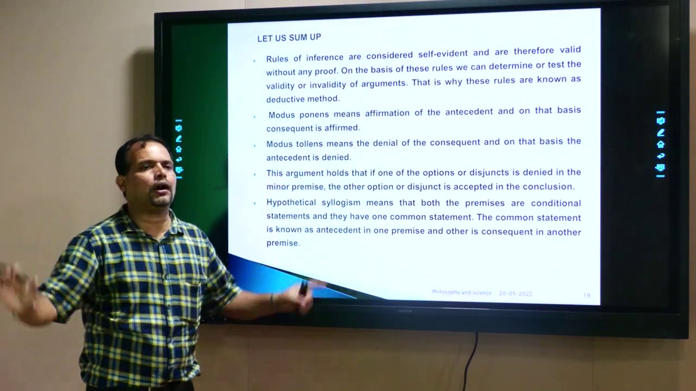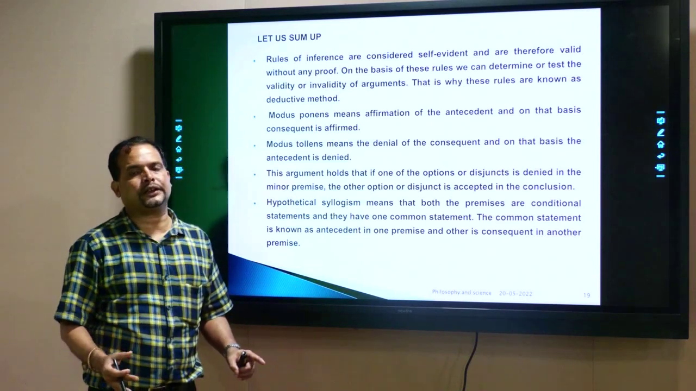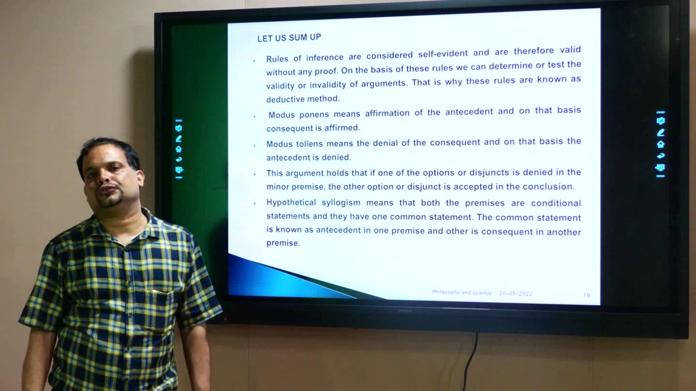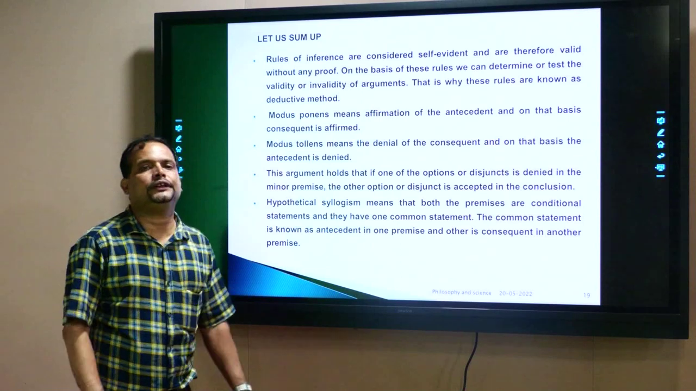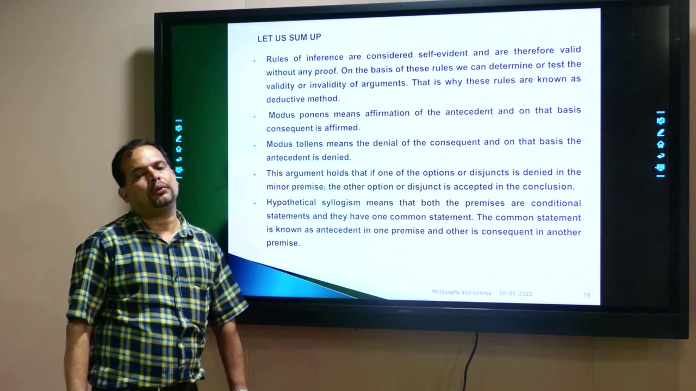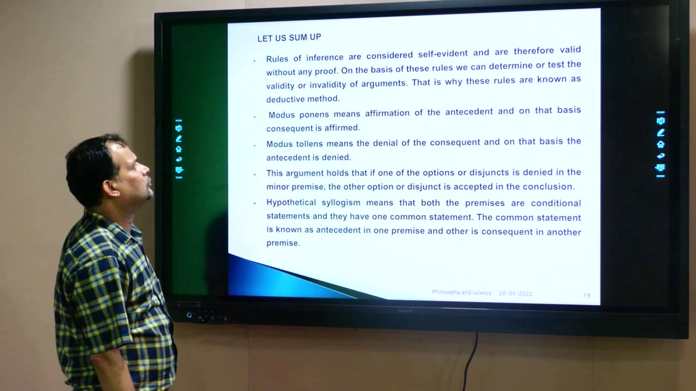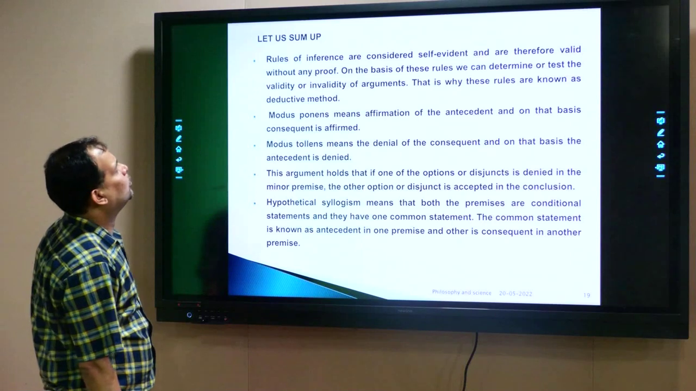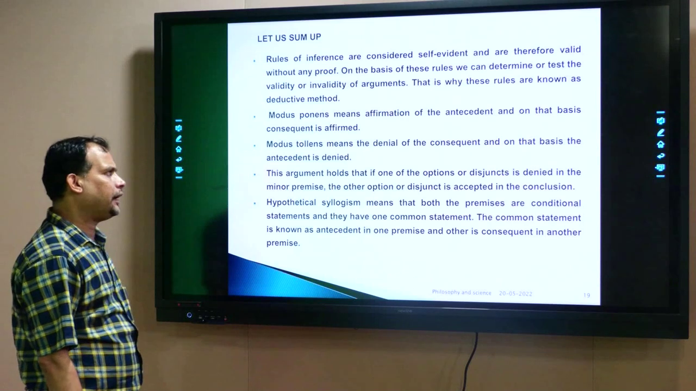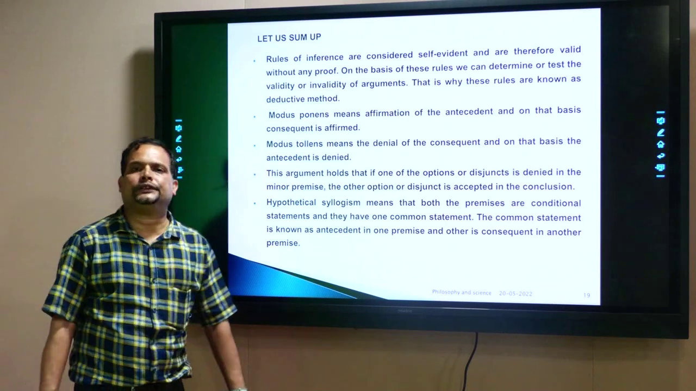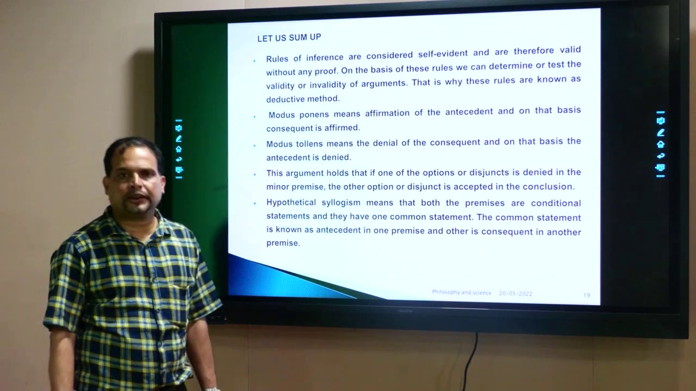So this is all about the rules of inference. How can we apply the rules of inference in order to deduce the conclusion, dear learners? Now you see, what are the basic points in this unit on rules of inference? Dear learners, you see on the blackboard, rules of inference are considered self-evident and are therefore valid without any proof. On the basis of these rules, we can determine or test the validity or invalidity of arguments. That is why these rules are known as the deductive method.